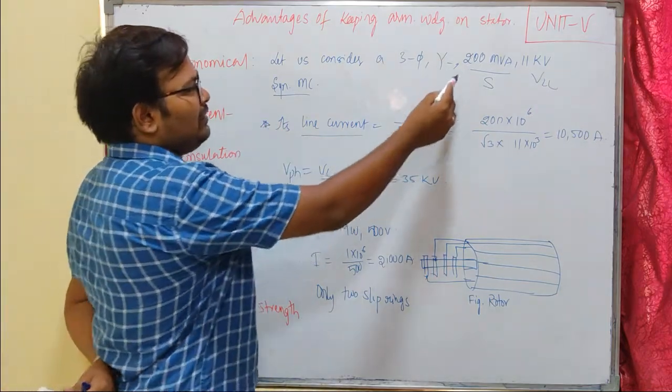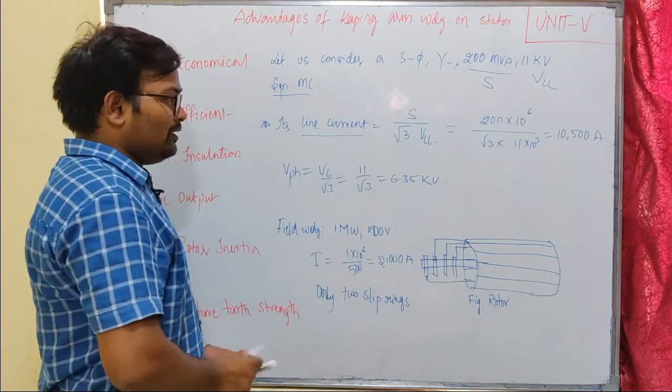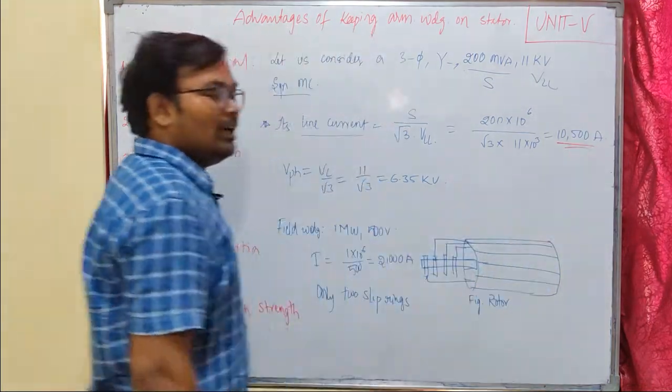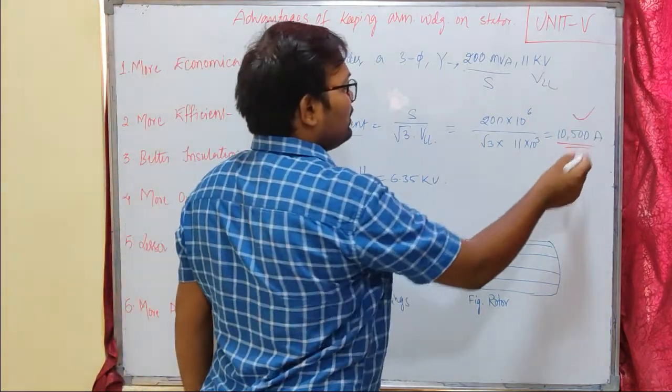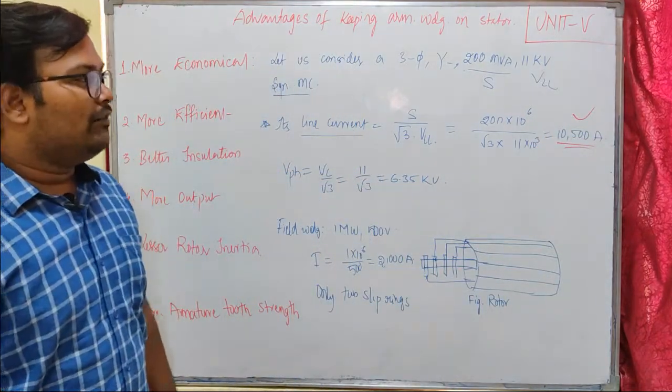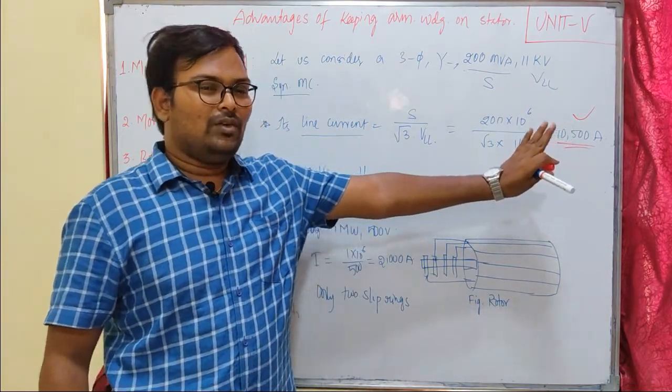By substituting values, 200 MVA divided by root 3 times our line voltage, we get the line current value in the order of 10,500 amps. So this is the order of current in our synchronous generator. We can see the order of currents is around 10,500 amps. Have you ever seen this much current so far? No. So that's why these are very large machines. You can see from that.